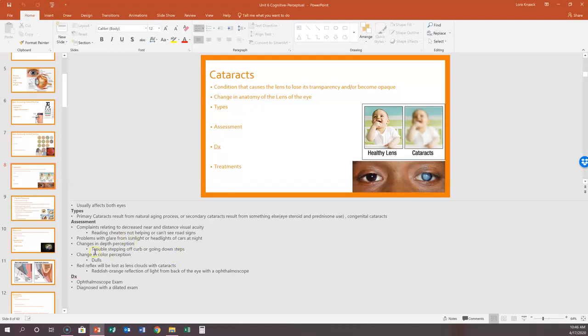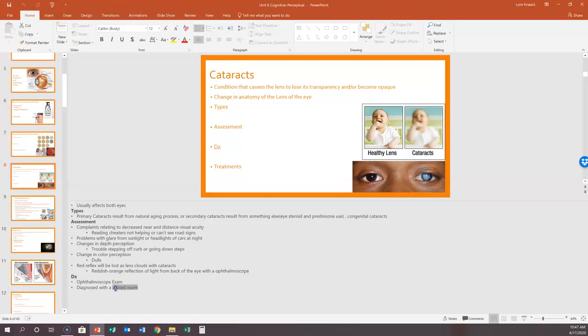You'll have changes in depth perception. They'll talk about having trouble stepping off of a curb or going down steps. They may have changes in color perception. Colors may be dull. And then the red reflex is lost as the lens clouds from the cataracts. The red reflex is a reddish orange reflection of light from the back of the eye when viewed with an ophthalmoscope.